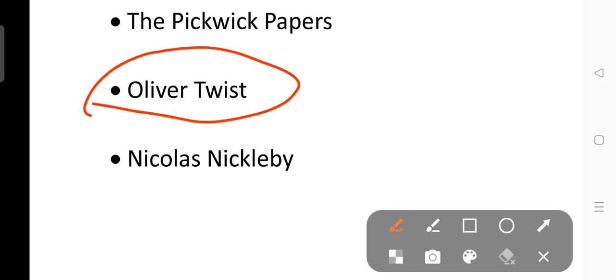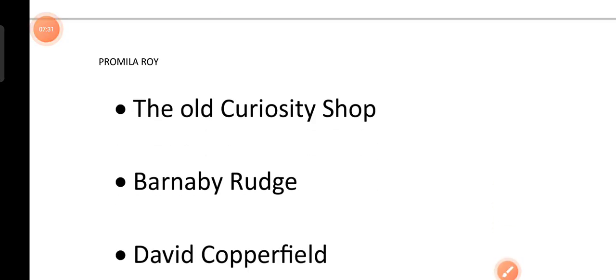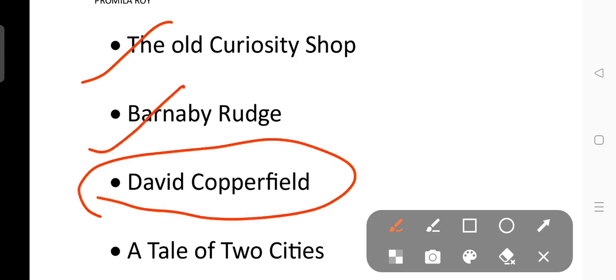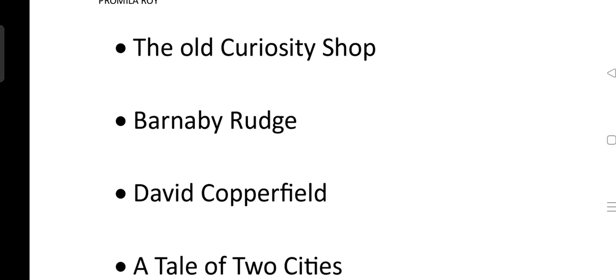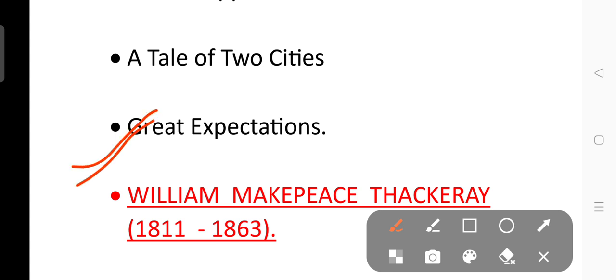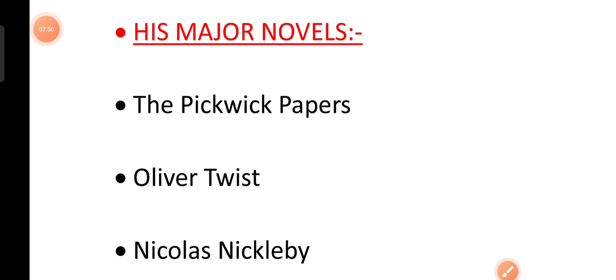Oliver Twist, then Nicholas Nickleby, The Old Curiosity Shop, Barnaby Rudge, then David Copperfield, A Tale of Two Cities, Great Expectations. Okay, so these are all important novels of Charles Dickens.